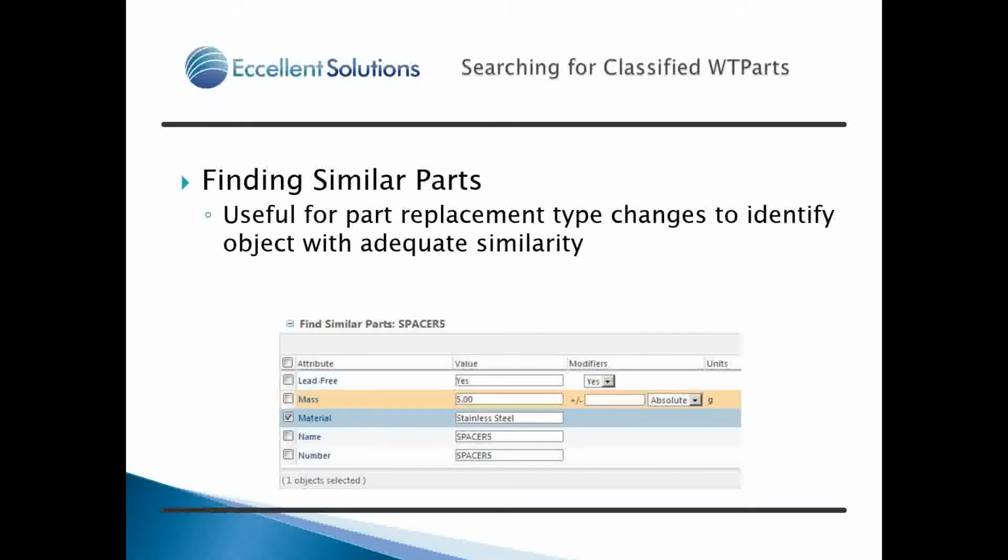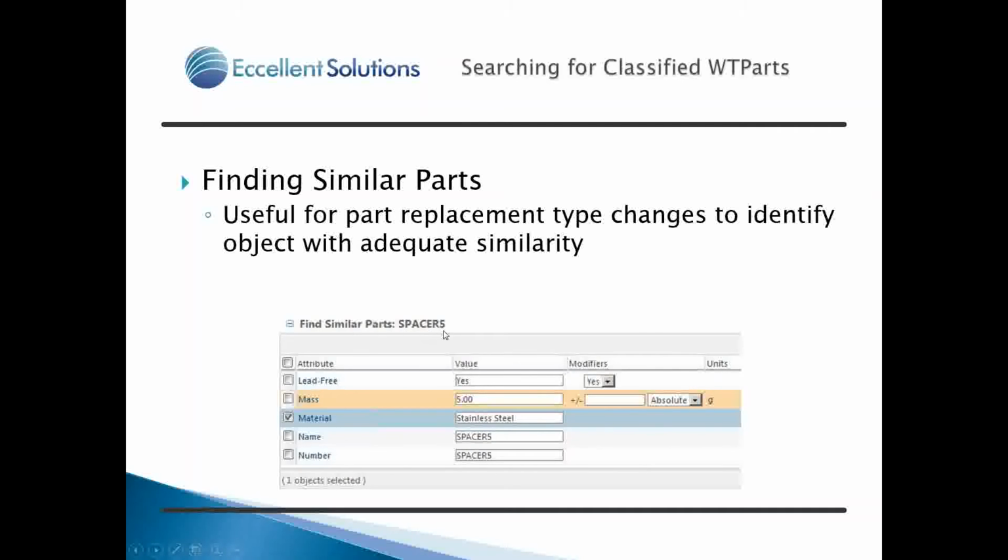And the last item we'll see today is finding similar parts. What's really nice in Classification Administrator and Partslink is that once you do create a search and you get a list of parts, there's a one-click button that allows the user to populate the search field with the attributes and the values that that particular part had.